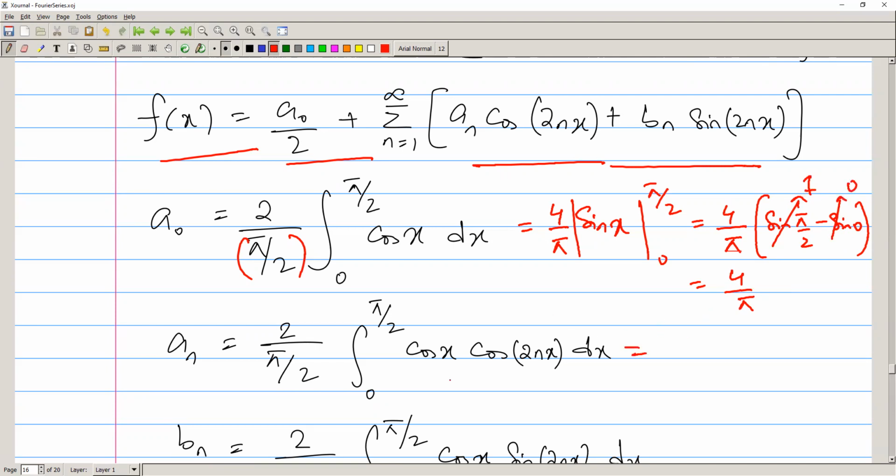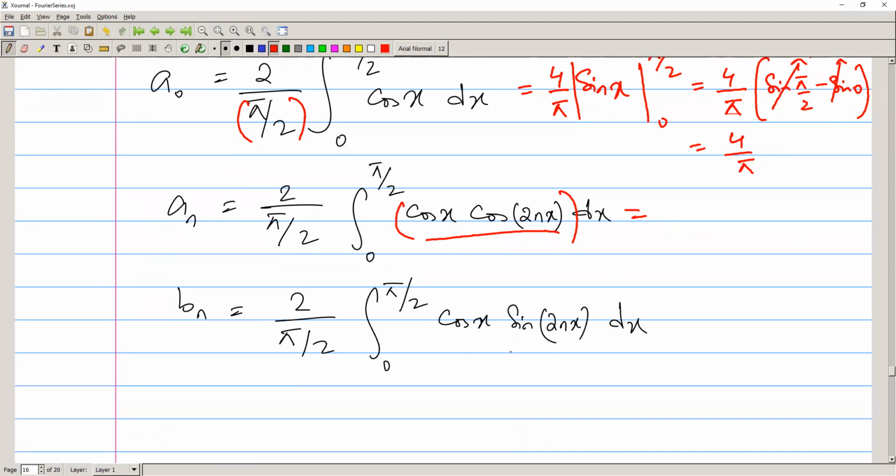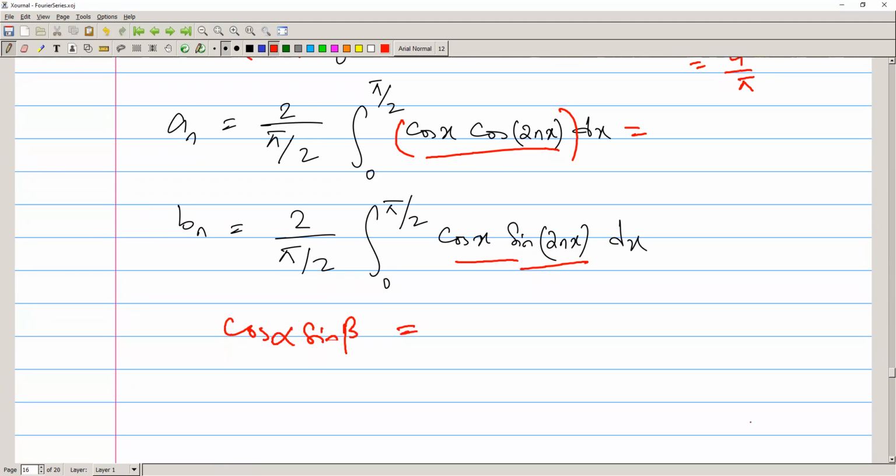All right, in a similar manner, you can integrate this function. First, you have to transform this function from product form to sum form by using the trigonometric identities, and then you can solve it. Then again, cos x into sine 2x will break by cos alpha sine beta, and you can write it in the sum form.